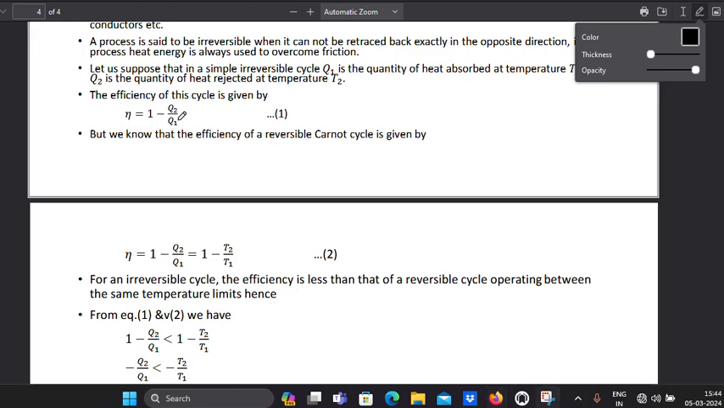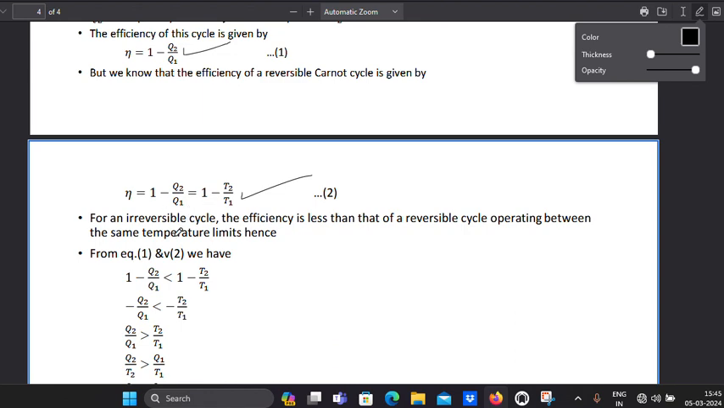what I have taken here is just simple, it comes under practical purposes, that is the irreversible process. So this is the efficiency of the irreversible, and this is the efficiency of the reversible. What he is saying is, for an irreversible cycle, the efficiency is less than that of the reversible. Suppose its efficiency is more than this one; he is saying they operate between the same temperatures, T1 and T2, here also T1 and T2.